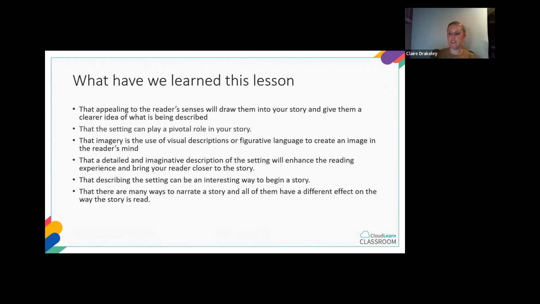That there are many ways to narrate a story and all of them have a different effect on the way the story is read. And that dialogue and thought can show the reader what a character is like and play a vital role in the telling of a story.